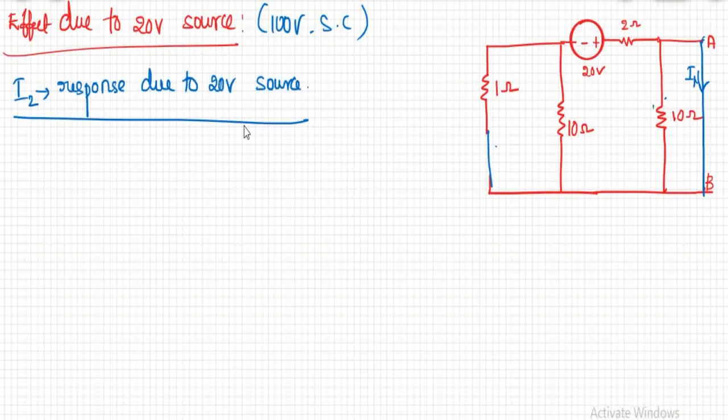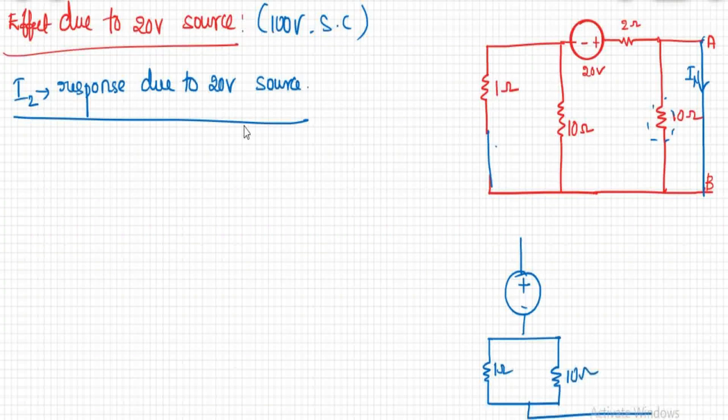Now we need to find IN. So here the 10 ohm resistor will be redundant, so I am removing it. I am redrawing the circuit. Here we have a voltage source, and here we have two parallel connected resistors, 1 ohm and 10 ohms. Okay, and this is connected to 2 ohm, and here we have a short circuit. So this is our circuit now.